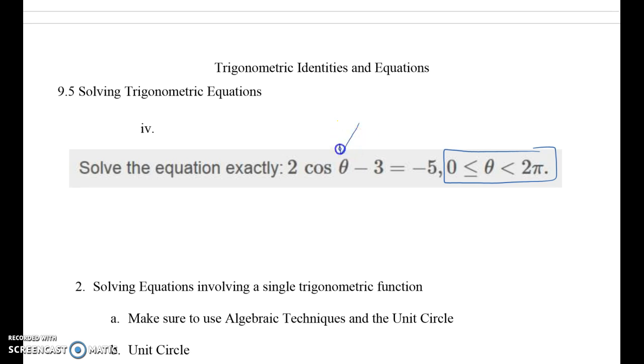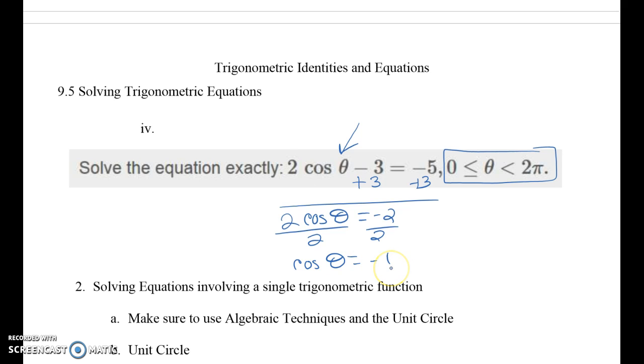In this case, we're looking for the angle that is equal to this. And so I'm just going to slowly move things around. I'm going to add 3 to the other side, and so I get 2 cosine theta equal to negative 5 plus 3, so negative 2. I'm going to divide both sides by 2, and this gives me cosine theta equal to negative 1.